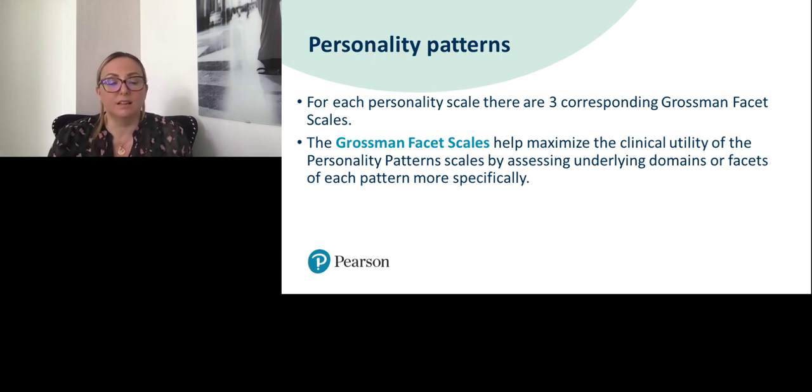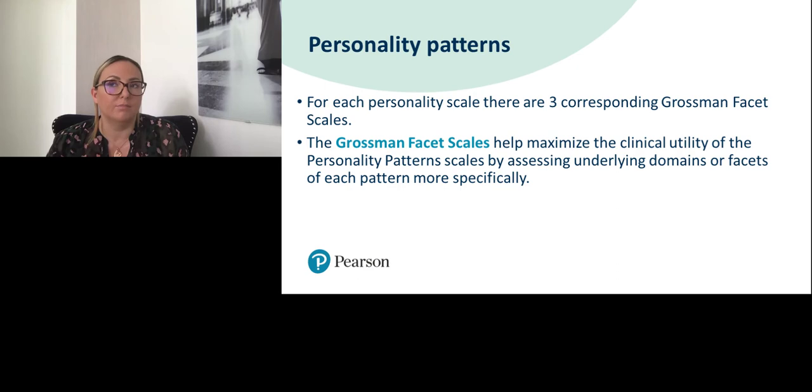So for each of the personality patterns, again, very much bringing this in line with the MCMI-IV, which some of you will be familiar with, there are 3 corresponding Grossman-Facet scales. The Grossman-Facet scales are subscales within each personality pattern, which help us to interpret the elevation on that scale appropriately. So generally with something like the MACI, we would look at the highest scoring personality patterns and we would then look at the Grossman-Facet scales to see which areas within that pattern are elevated.